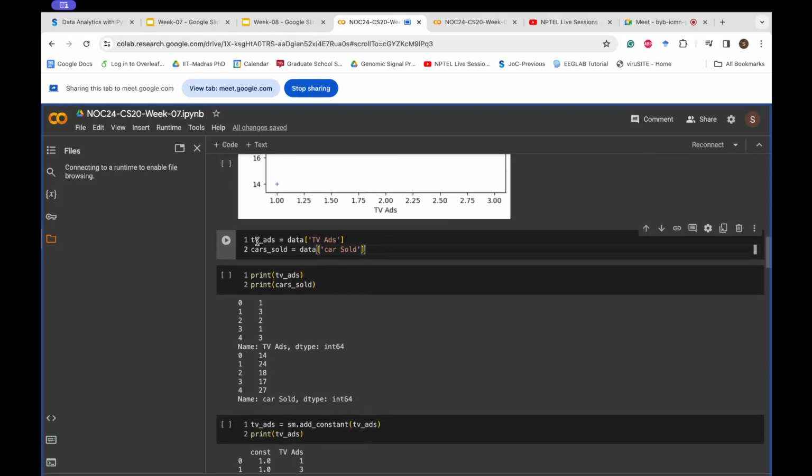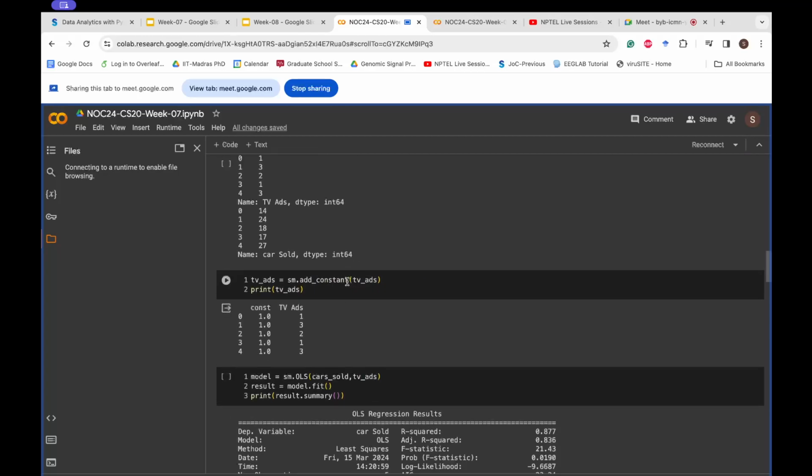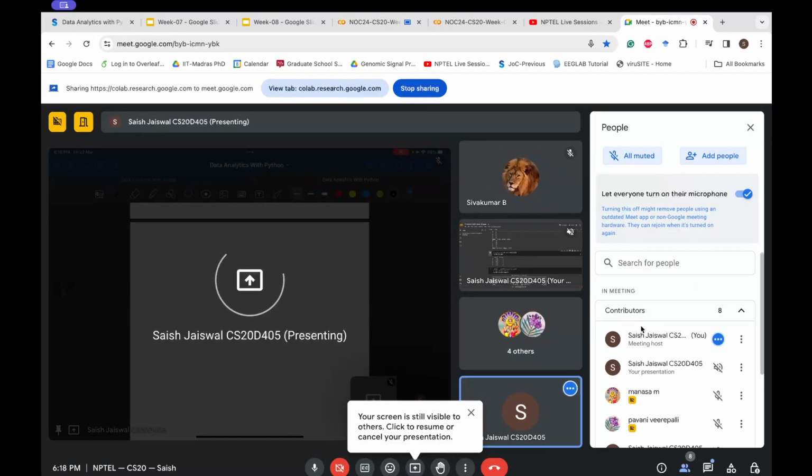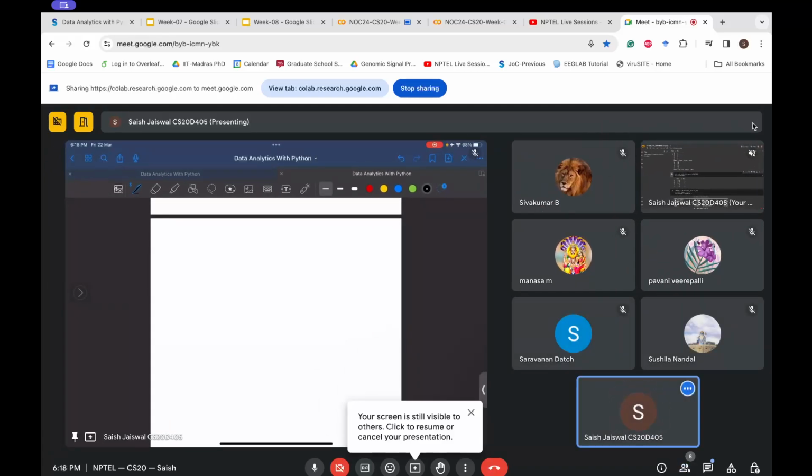Then we had the independent variable and dependent variable in different lists, and then we added this constant over here. What is the reason for adding this constant? Let me just show it on the iPad. We have the line equation y equal to b0 plus b1x.